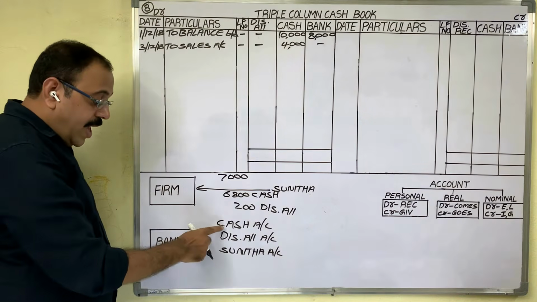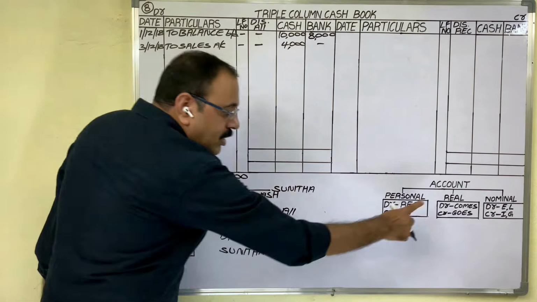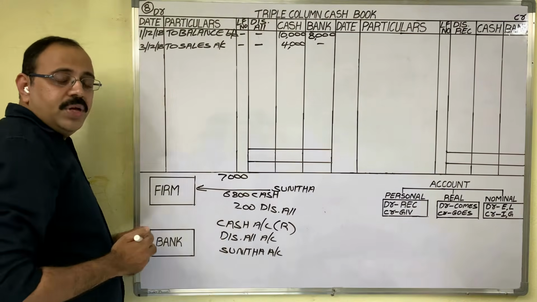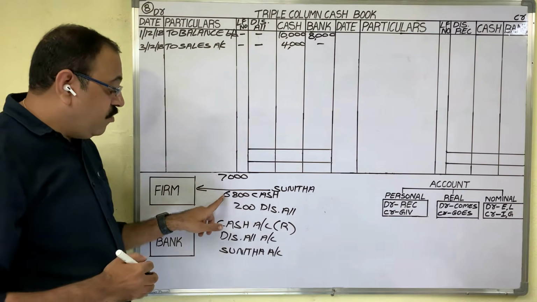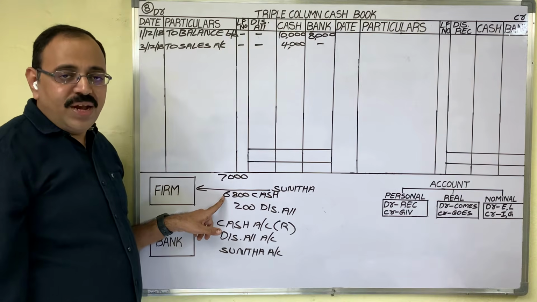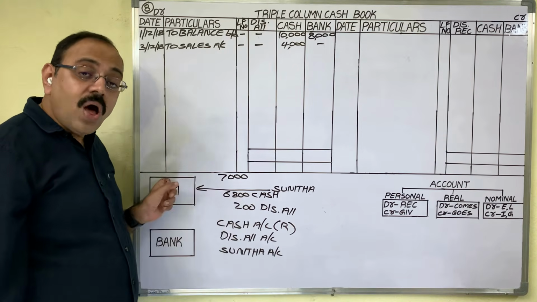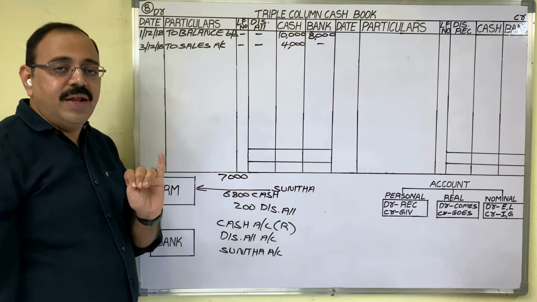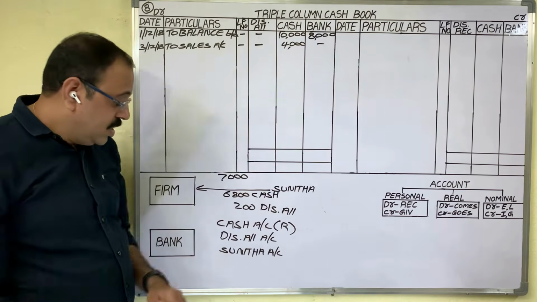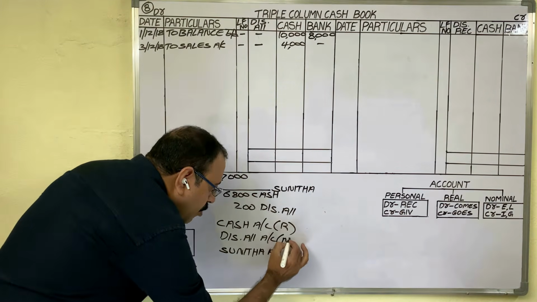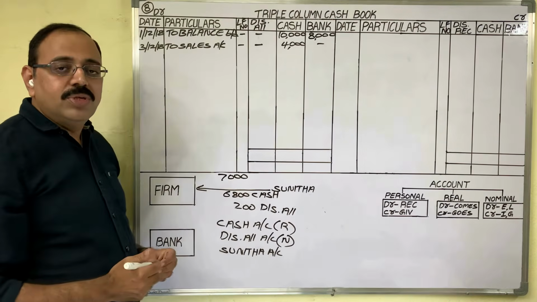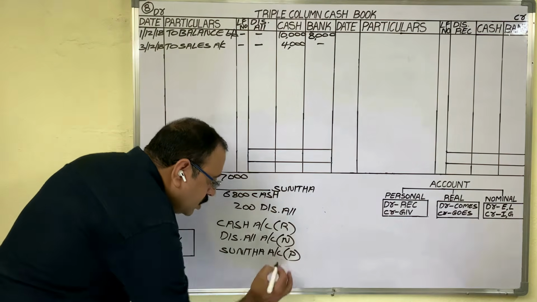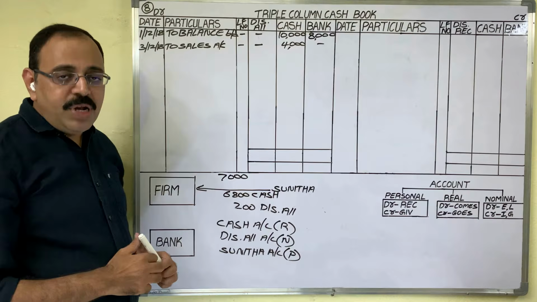Now grouping. Cash is an asset. All assets come under real account. Discount allowed. Instead of receiving 7,000, we are receiving only 6,800. So this 200 is lost to us. Losses, expenses, incomes and gains come under nominal account. Discount allowed account is a nominal account. Sunitha account. With the person's name we open this account. It is a personal account.